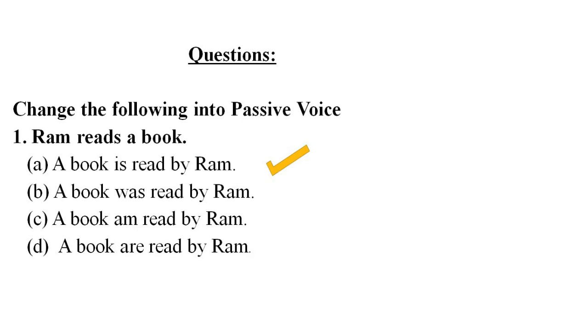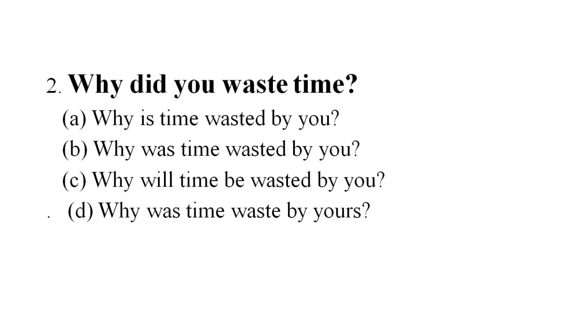Now next, question number 2. Why did you waste time? Option A: Why is time wasted by you? B: Why was time wasted by you? C: Why will time be wasted by you? D: Why was time wasted by yours? The correct option will be B. Why was time wasted by you?